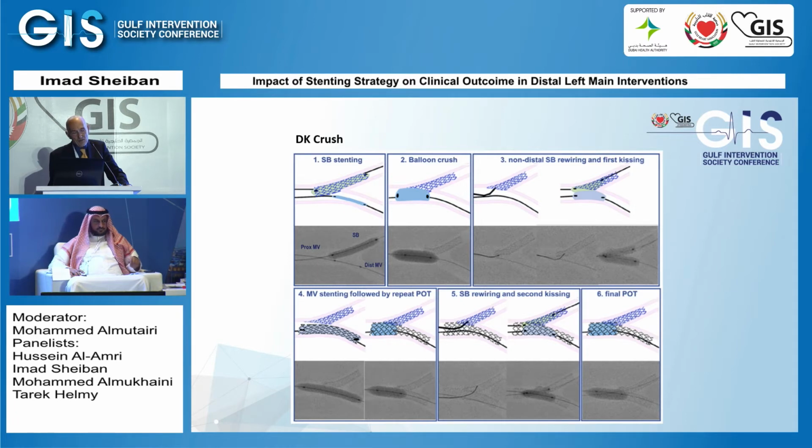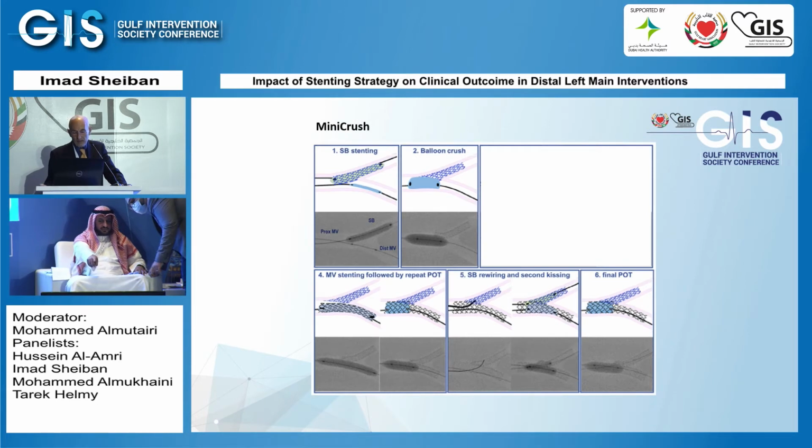Then avoiding to leave 3 layers of struts in front of the ostium of the side branch by making a first kissing after crushing the stent in the side branch, and then again confirming the stent to the anatomy of the bifurcation without bulky accumulation of metal in front of the side branch.